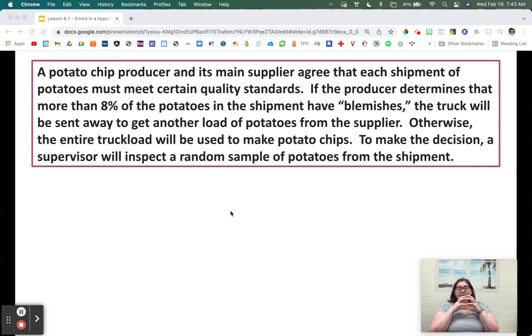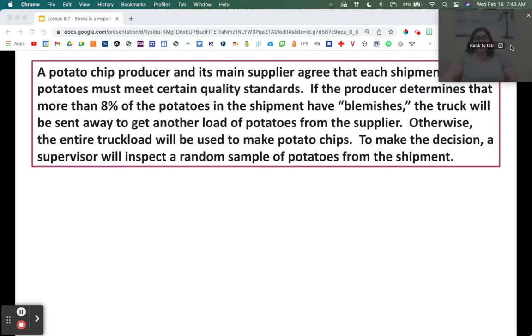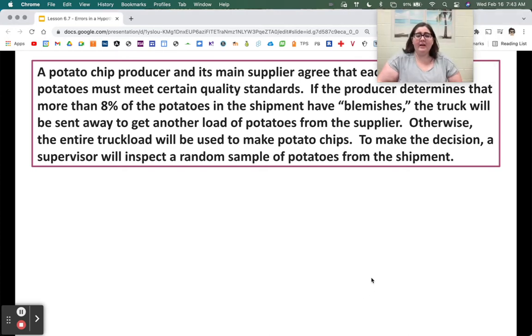Because he's basing it on a sample, we realize there's a possibility that he makes the wrong decision. He could make the decision that based on this sample, more than 8% of the potatoes in the truck have blemishes, but he could be wrong, or the opposite could be true. So there is potential for error because he's not looking at the entire population. That's kind of the risk that we take.